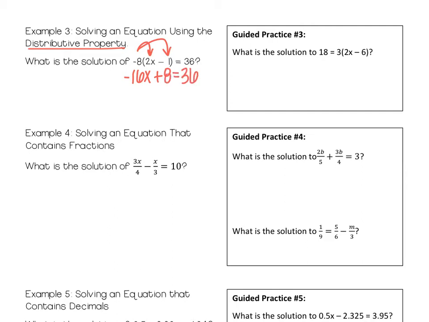Now you solve by doing the backwards order of operations. So we're first going to subtract 8 to undo addition. And we get 28. Then we divide both sides by negative 16. And we get negative 28 over 16, which will reduce to negative 7 over 4.